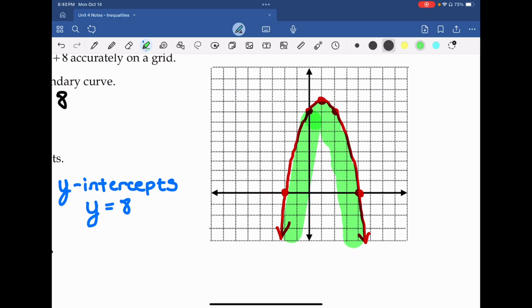I'm going to sketch that in, making sure I shade in the middle to get all of those values. And this would go to infinity to the left and the right underneath the red line, including the red line, because the boundary line is included, as the inequality included equals. So we want to be very careful with that.